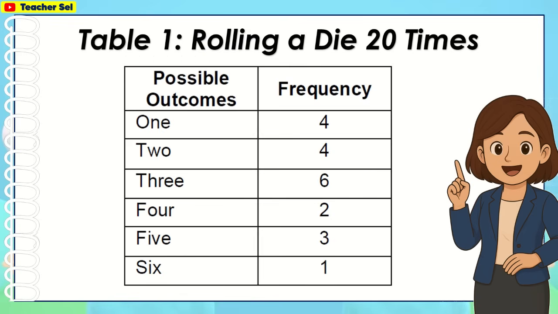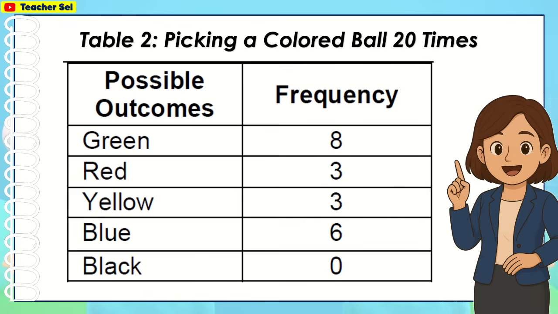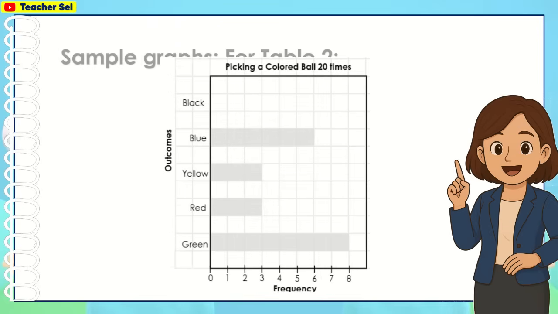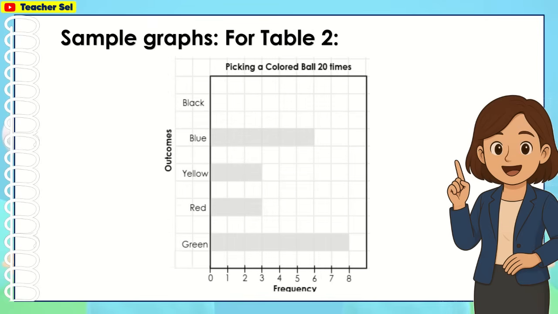Table 1, rolling a die 20 times. Table 2, picking a colored ball 20 times. Sample graphs for Table 1. Sample graphs for Table 2.